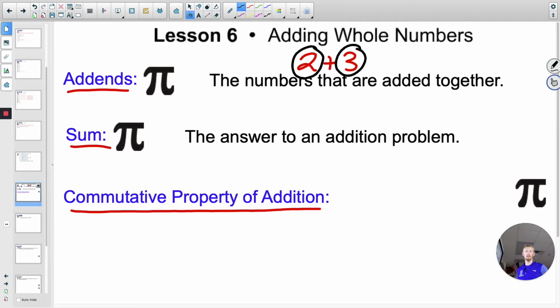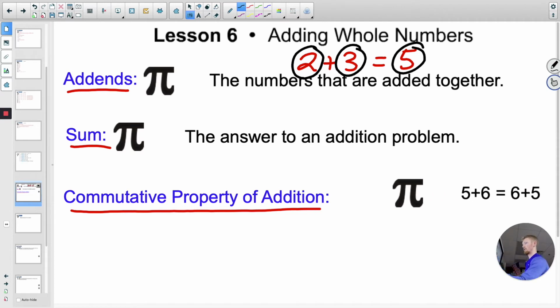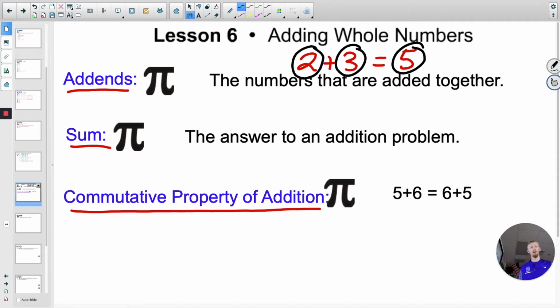Sum is the answer to an addition problem. So 2 plus 3 equals 5. 5 would be the sum. And then commutative property of addition says 5 plus 6 equals 6 plus 5. Or basically, you can switch the order of numbers that you add and get the same result. So 2 plus 3 is the same as adding 3 plus 2. Both of them give you 5 as your sum.